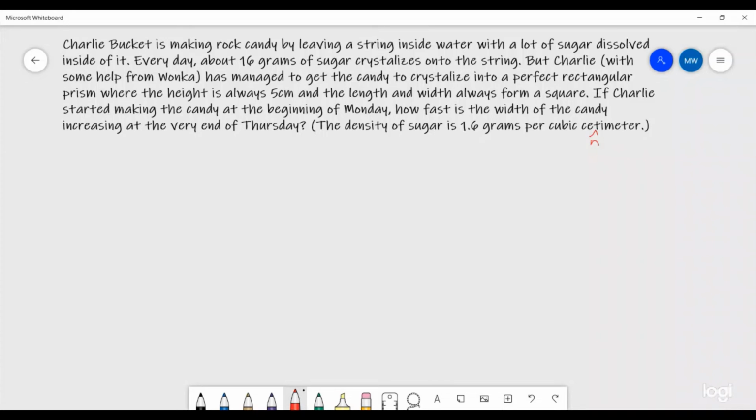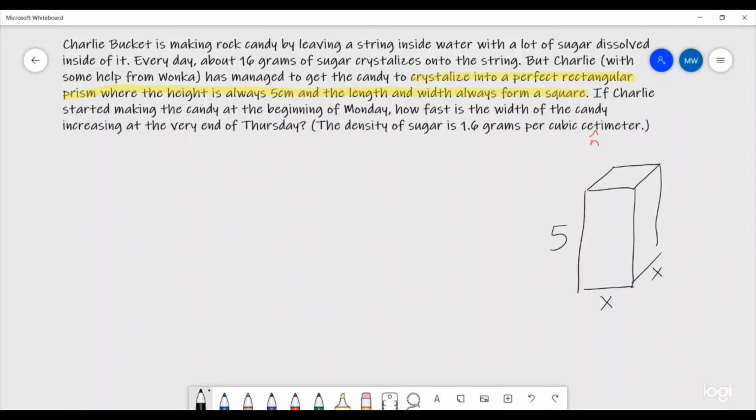Alright. The first way that I would do this is I would start to draw a picture of what we are trying to do. So we have a candy that is crystallizing in a perfect rectangular prism where the height is always 5 centimeters and the length and width always form a square. So that gives us quite a bit of information to be able to start to draw a picture. So we know that it's going to be something like this, where the height is always 5, and we know that the base is always the same, so x and x.